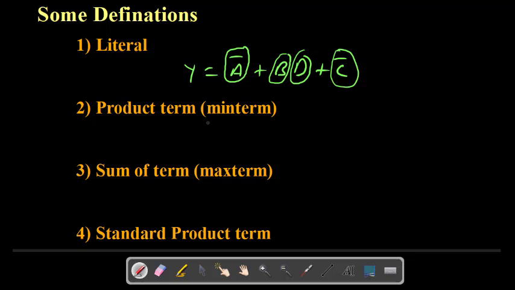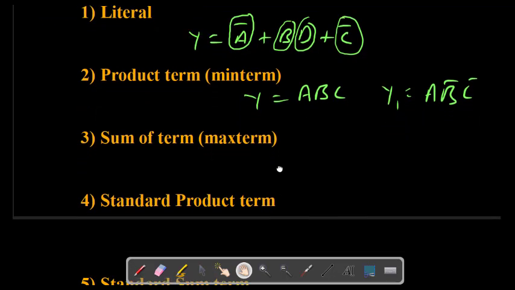Then next is the product term, also called a min term. Any term of the type like A B C, or maybe y1 equal to A B bar C bar, is a product term, which we get by ANDing A and B and C. Here we have A and B bar and C bar. So this is called a product term. It is also called a min term.